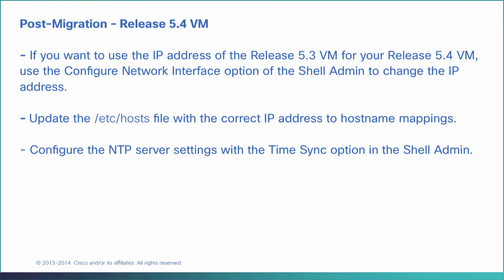Post-migration, Release 5.4 VM. If you want to use the IP address of the Release 5.3 VM for your Release 5.4 VM, use the Configure Network Interface option of the shell admin to change the IP address. Update the /etc/hosts file with the correct IP address to hostname mappings. Configure the NTP server settings with the timesync option in the shell admin.